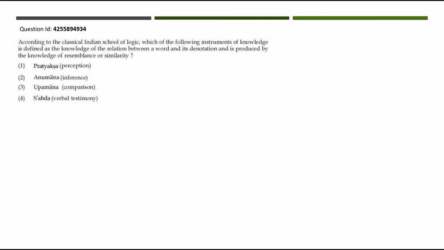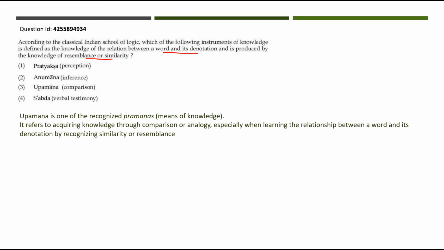So we have already learnt about resemblance or similarity as well as the relation between word and its denotation in the previous year question papers. Upamana is the right instrument here. Upamana is one of the recognized pramanas. Pramanas means means of knowledge. It refers to acquiring knowledge through comparison or analogy, especially when learning the relationship between a word and its denotation by recognizing similarity or resemblance.